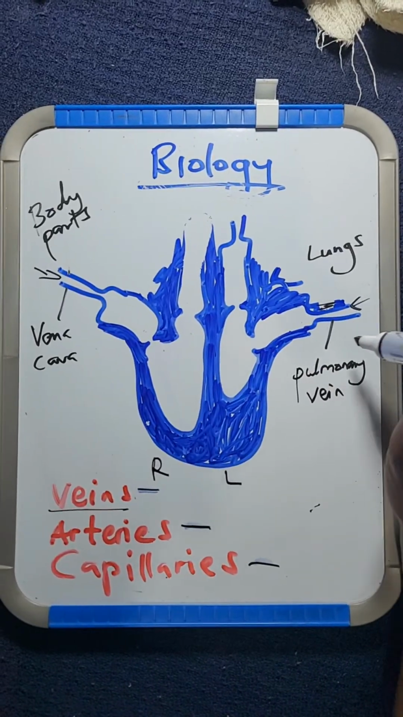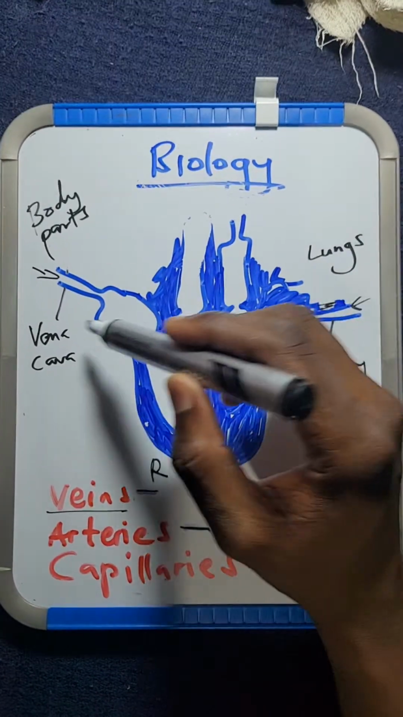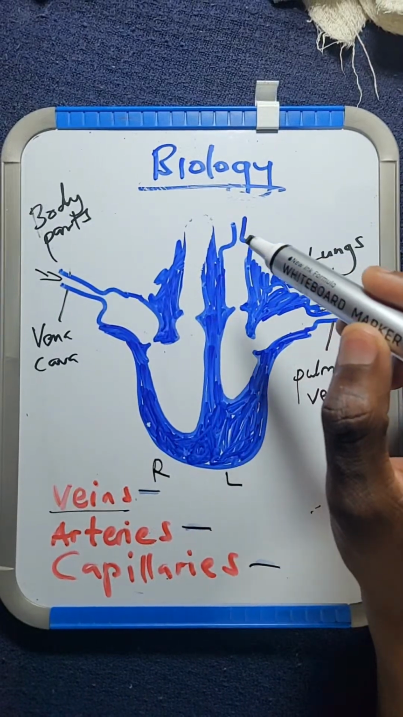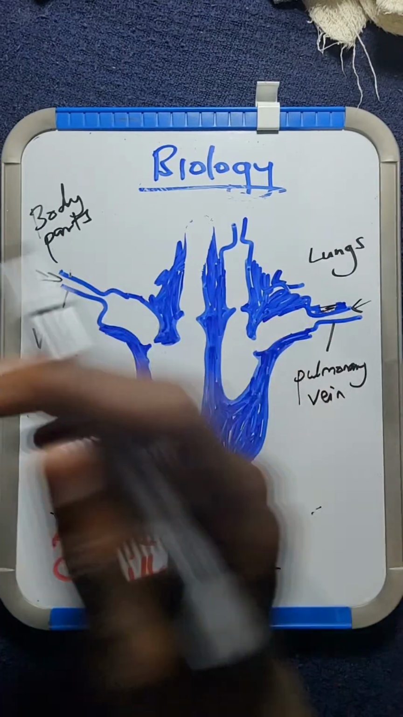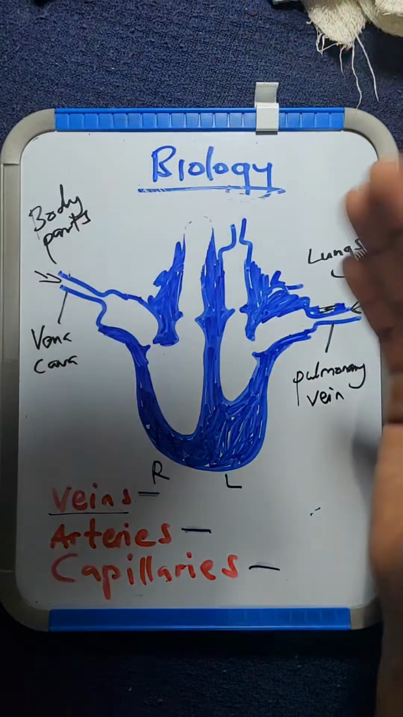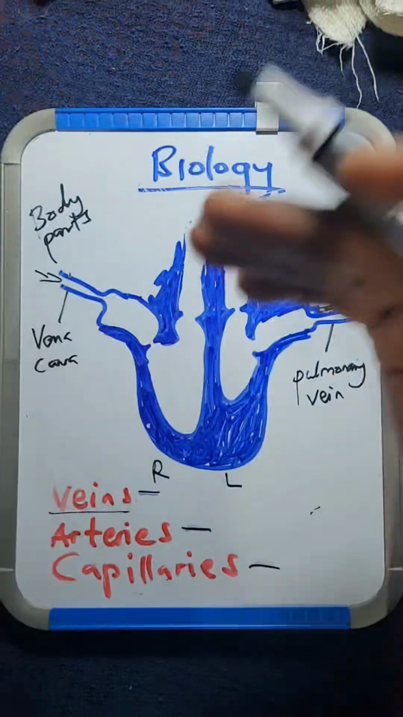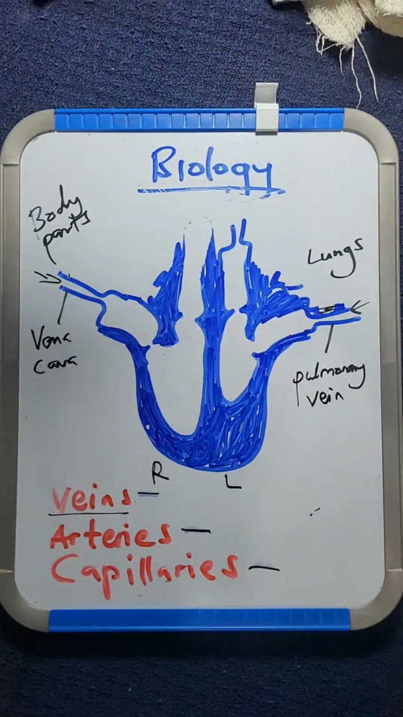Also take note that the right side of the heart carries deoxygenated blood, meaning blood that does not contain oxygen. Then the left side carries oxygenated blood, meaning blood that contains oxygen.